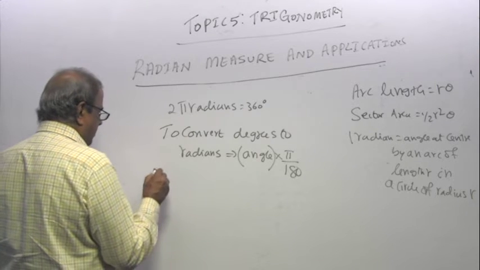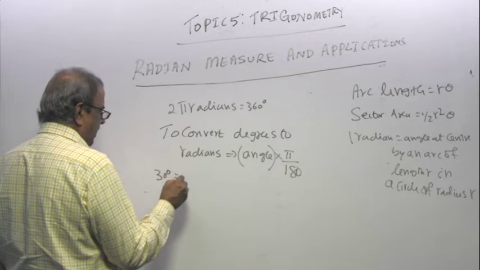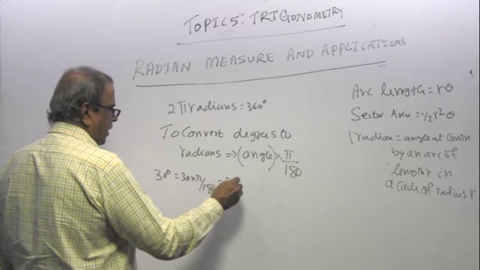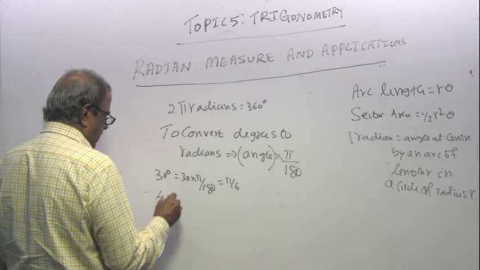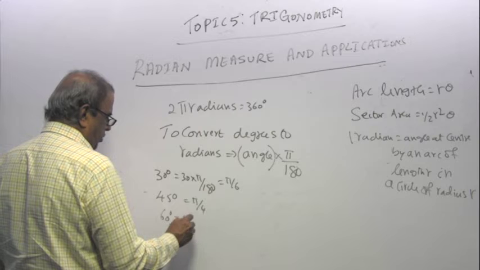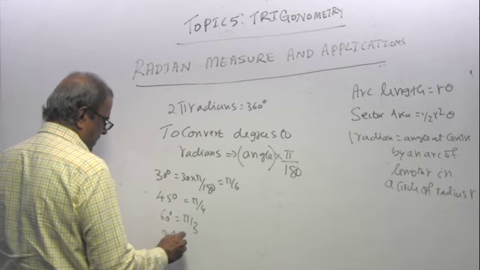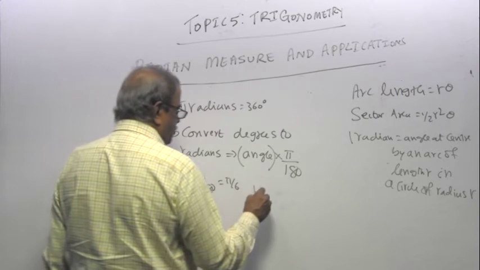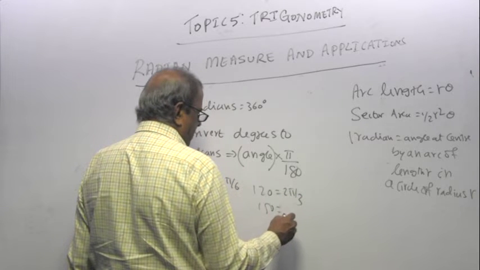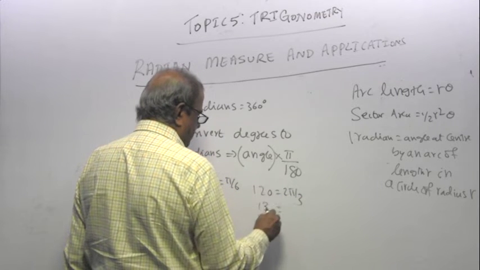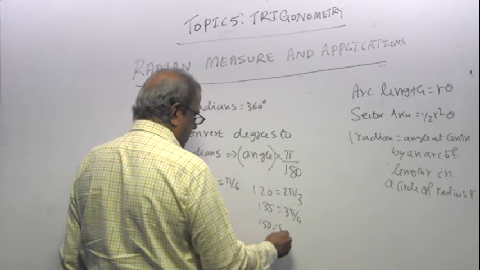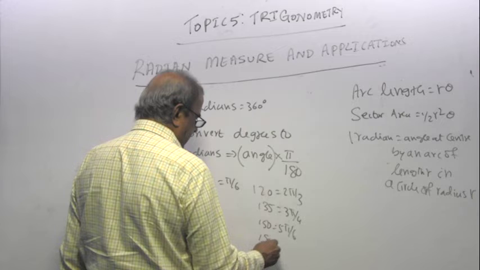For example, 30 degrees is 30 times pi over 180, which is pi over 6. 45 is pi over 4. 60 is pi over 3. 90 is pi over 2. 120 is 2 pi by 3. 135 is 3 pi by 4. 150 is 5 pi by 6. And 180 is pi.